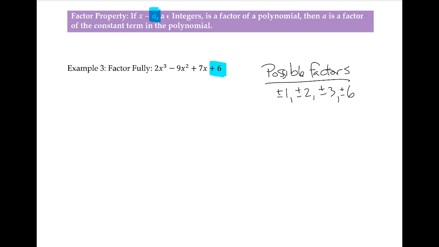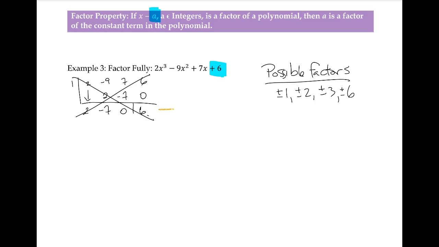I'm going to just start with 1 because it's very, very easy. I fill it in, I check that my exponents are descending by 1 each time, 3, 2, 1, 0, perfect. So 2 minus 9, 7, and 6. Let's see how this goes. So carry the 2 down. 2 times 1 is 2, that's negative 7. 0, 6. Not a factor because the remainder isn't 0.